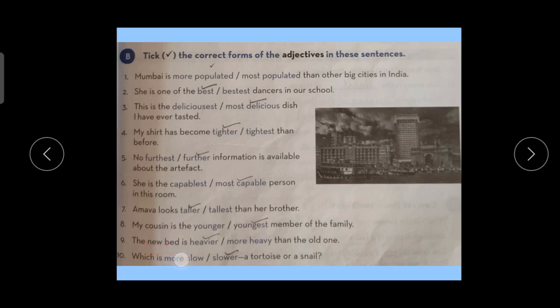The new bed is heavier or more heavy than the old one. Heavier is the correct form of comparative degree. That's why we have tick right heavier in this sentence. Which is more slow or slower, a tortoise or a snail? Here, there is a comparison given between tortoise and snail. That means we have to use the comparative degree, which is called slower.